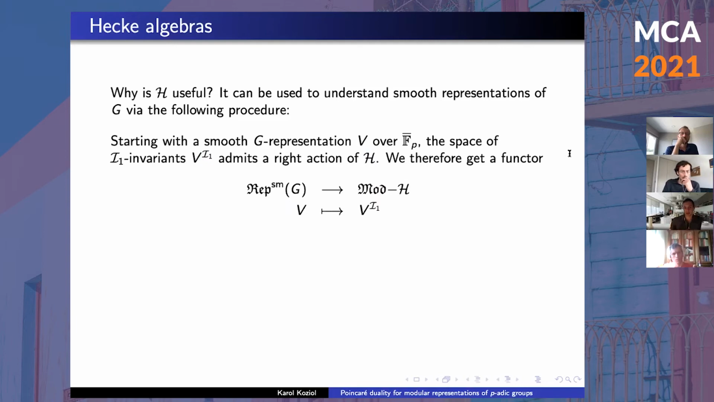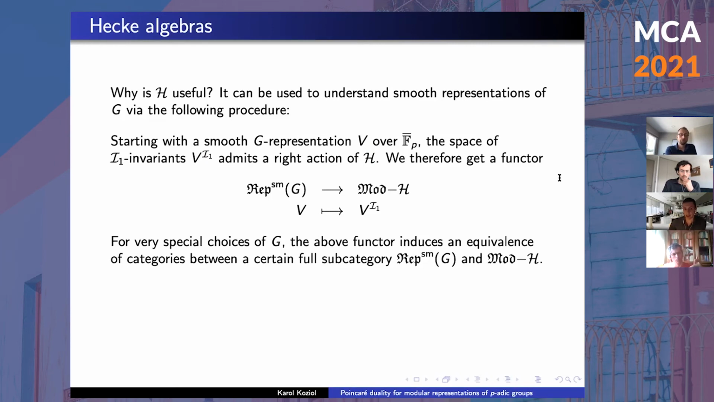And so what we get is a functor from the category of smooth representations to the category of modules over this H. And maybe I'll just say that for very special choices of G, this functor actually induces an equivalence of categories between a certain full subcategory of this category of smooth representations and the category of modules over H. Although this equivalence is sort of known to fail in other situations, so this is not really what we want to rely on.